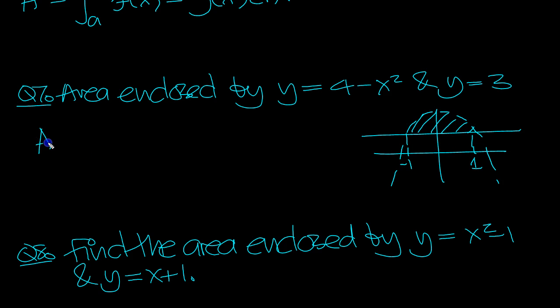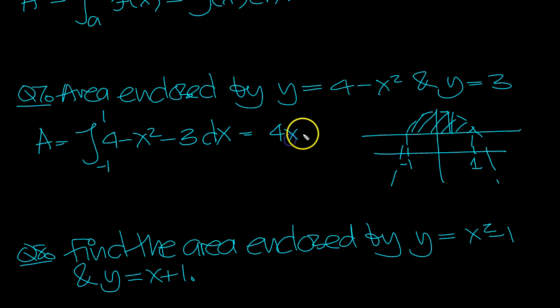So the area will be the top value, 4 minus x squared, take away the lower value, 3, dx between minus 1 and 1, which is 4x minus x cubed over 3 minus 3x. And work that out between 1 and minus 1. And in the notes it's done, and we get number 7. It comes out at 4/3 when you work that out.